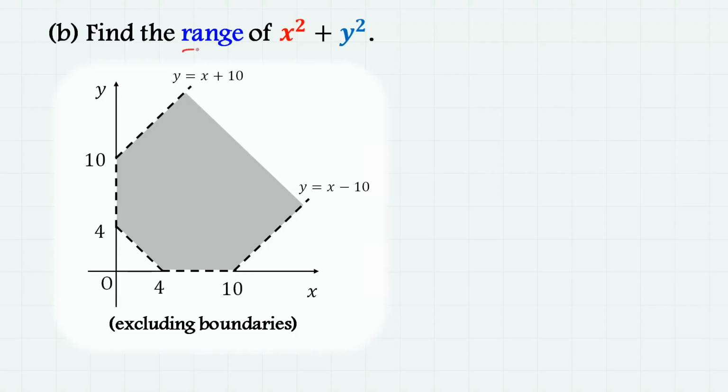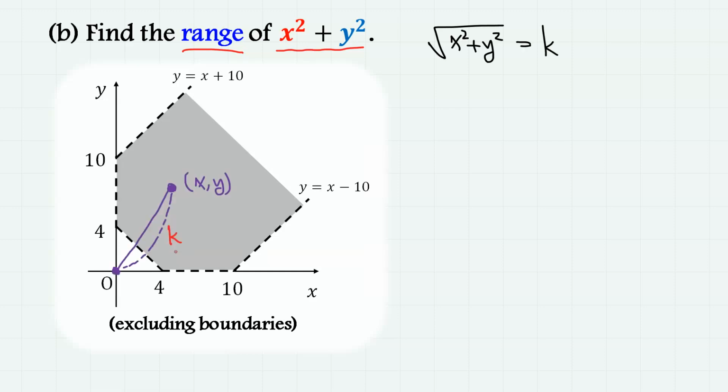Now, the range of x squared plus y squared. Here again, we have to think geometrically. You see, if we let the square root of x squared plus y squared be k, then this k is simply the distance between the origin and point (x, y). And we have to find the range of k squared, this distance squared.